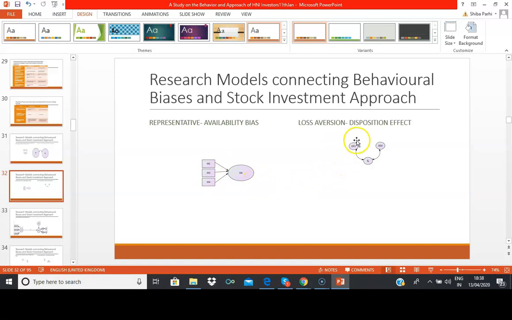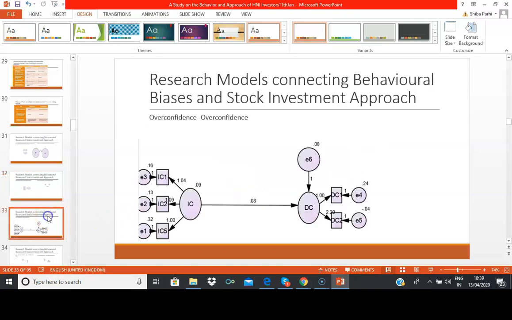Similarly, the loss aversion and disposition effect, he has tried to find out the association between these two different disposition effect behaviors with the loss aversion. So similarly here also he is trying to find out the relationship between the overconfidence biases that is reflective in his behavioral biases and this overconfidence, how it is influencing the stock market investment.